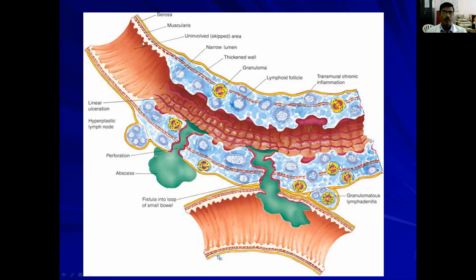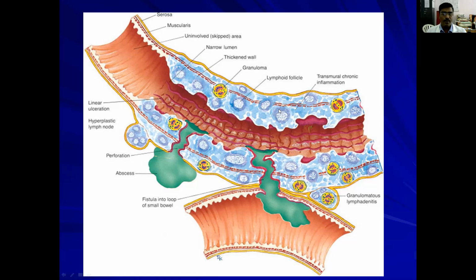You can see these are all the normal skipped areas. This is the affected involved segment, which shows a cobblestone appearance, granuloma, transmural chronic inflammation, formation of lymphoid follicles, thickened wall, and narrow lumen. Sometimes it causes perforation, which is a complication of Crohn's disease, along with abdominal abscess, linear ulceration, and fistula into a loop of small bowel. So this picture alone shows the total involvement of Crohn's disease and its complications. Can you appreciate all the diagrams easily?